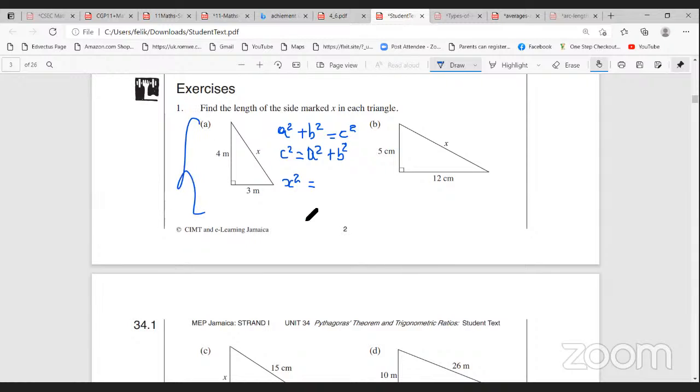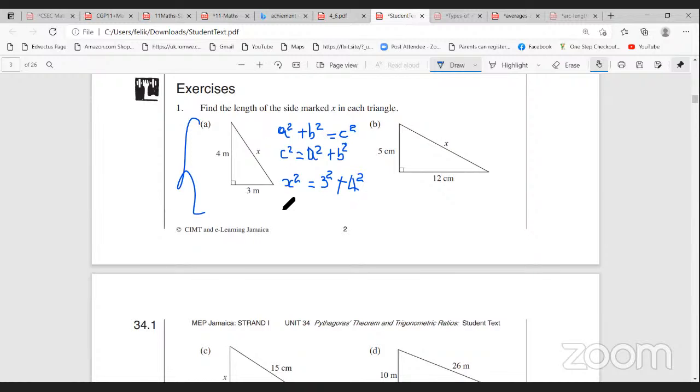The first one, the adjacent side is 3 meters. We can't say that it's adjacent because there's no angle. So we're just going to say that one side is 3, so write that as 3 squared. And the other side is 4 squared, because none of the acute angles have been labeled. We can't say what is adjacent and what is opposite.